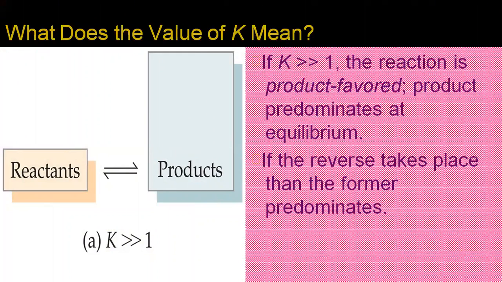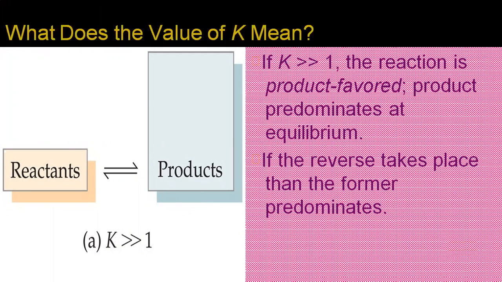Okay. So what does the value of K mean? We know that Kc is there, but what is the meaning of K? Whenever we perform an experiment, we react the reactants and products form. If K is greater than 1, the reaction is product favored, meaning products predominate at equilibrium. So if K is greater than 1, the reaction is product dominating. If it is the vice versa process, it will be the opposite.